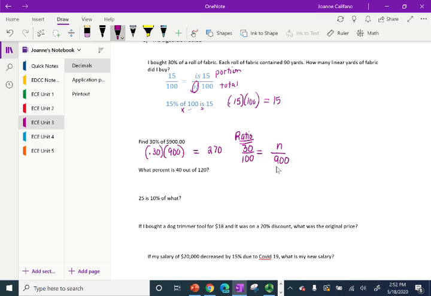So with the ratio method, I would set this up like a ratio proportion where one fraction equals another. I would cross multiply, and I would get 30 times 900 equals 100n. And I would multiply those. I'd end up with 3 zeros, 27 here. And then to find n, let's divide both sides by 100. That divides by 100, gives me 270 as my answer.